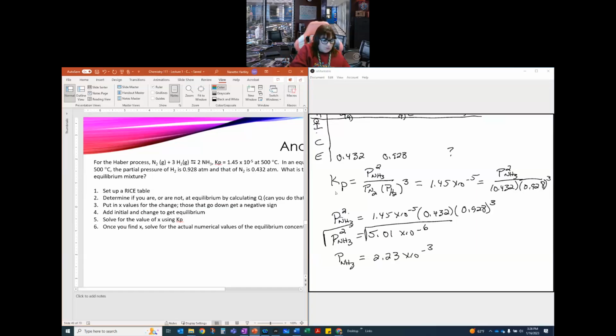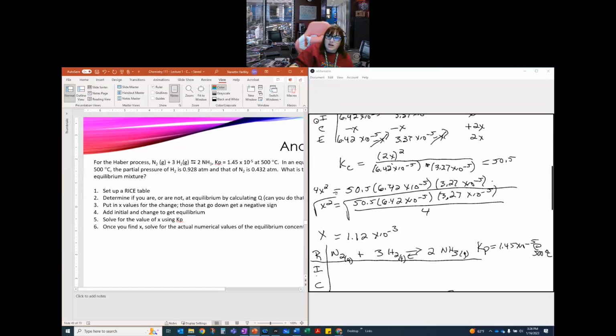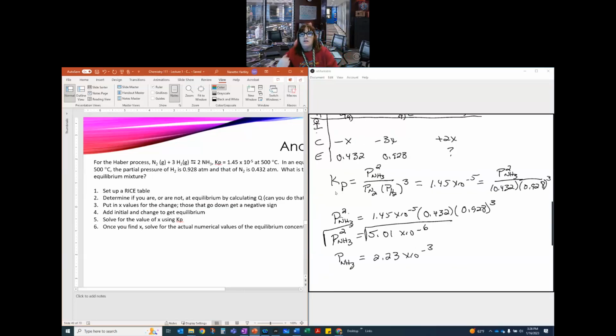Okay, so when we're talking about Rice tables, a couple of the things I wanted to talk to you about. I know that this is the setup for a Rice table. I write the reaction. I put stuff in the columns that they go with. I know what the change is. And of course I do. I know that the change here is negative x. This is negative 3x. This is plus 2x. I didn't need it, in this table, but I know that that's true.